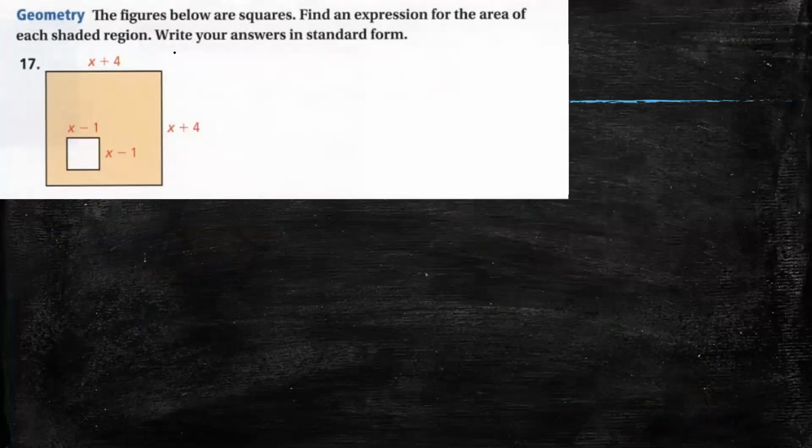In this question here, and this is number 17, you have also this square, and you need now to find the area of the shaded region. What do I have to do?